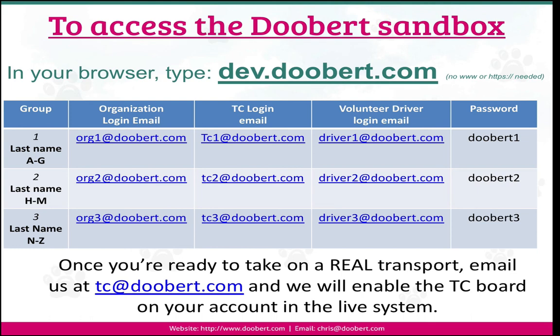The idea being is we want you to log in first as the organization, create the transport request, right? Send it to the TC. When you log in as a TC, go find your transport, assign it to yourself, and then you can actually publish it, and then you can log in as a volunteer driver and see what that looks like as well. So play around with this, get yourself comfortable with what needs to happen, and then once you're ready to take on a real transport, just send us an email to tc@Doobert.com, and we will enable the TC board on your live account in the system, and you'll be ready to go.